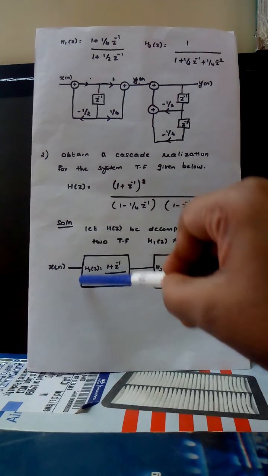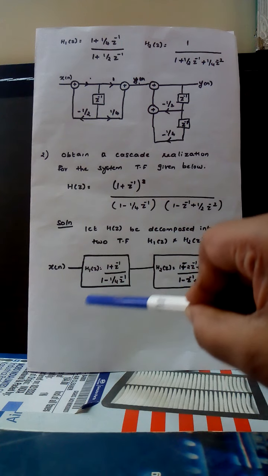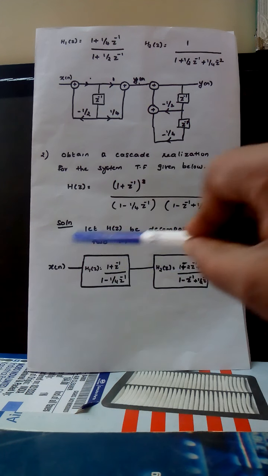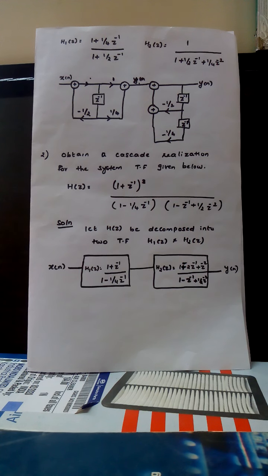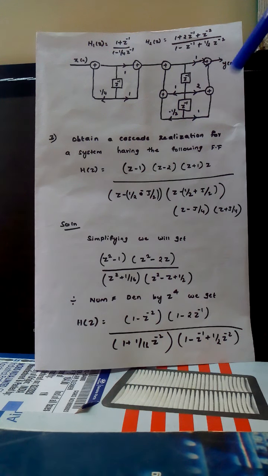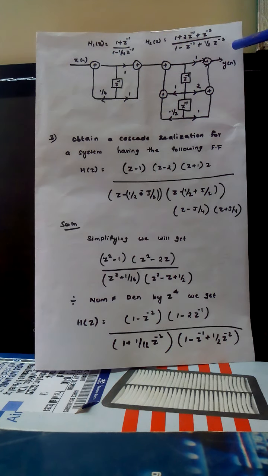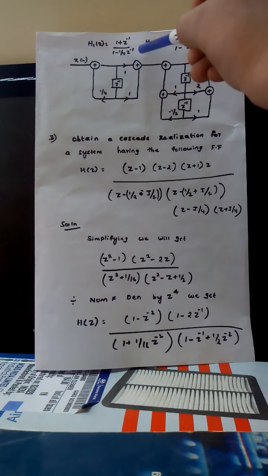First, for this subsystem I have to draw the direct form 2, and for this system I also have to draw the direct form 2. Then we have to join them, and we'll get x of n and y of n. So here H1 of z is the first subsystem, H2 of z is the second subsystem. For this one I am drawing the direct form 2.